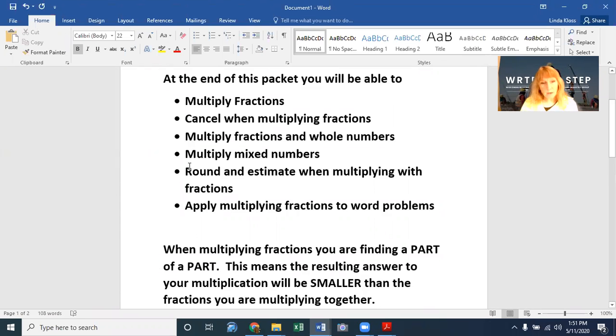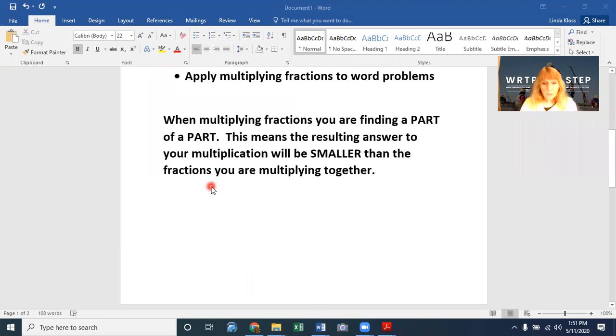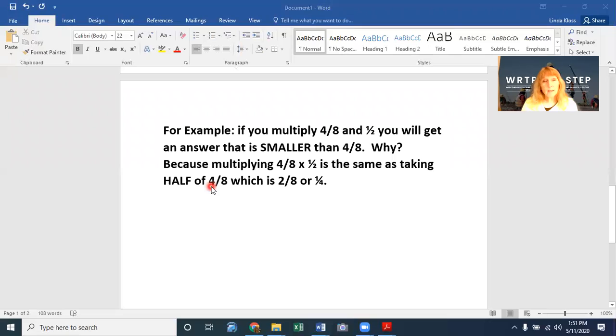So here's something to keep in mind. Let's take a look at this. When multiplying fractions, you are finding a part of a part. For example, before you were multiplying like 2 times 3, that would give you 6, right? You'd end up with an answer that was more than you started with. Now, when you're multiplying fractions, that's not the case. You're going to end up with an answer that's smaller than the two numbers you're multiplying together. So, for example, if you multiply 4/8 times 1/2, you're going to get an answer that's smaller than either 4/8 or 1/2.